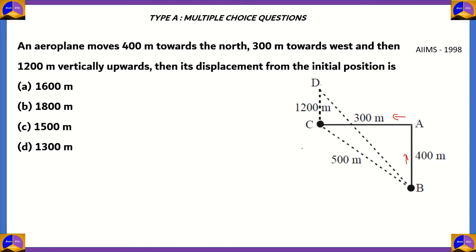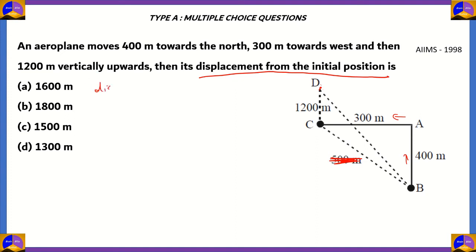So we need to find out its displacement from the initial position. So the initial position here is B, and the final position is D. We need to find the distance BD. In order to find BD, however, we need to find the value of the distance BC. That means starting point and the point C where the airplane starts moving upwards.